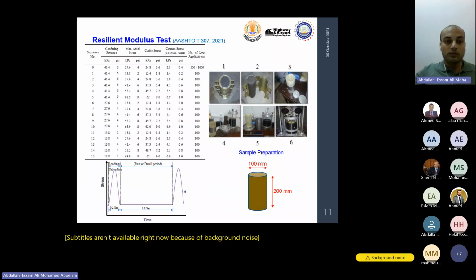For the resilient modulus test, we conducted the repeated loading triaxial test according to AASHTO T 307. This table shows the values of confining pressure and the cyclic or deviatoric stress through the 15 sequences of the testing according to standard specifications. And the figure shows the steps of sample preparation, where the dimensions of the sample are 100 millimeters in diameter and 200 in height. The cycle duration equals 1 second, which is divided into 0.2 second for loading and 0.8 second for the rest period.